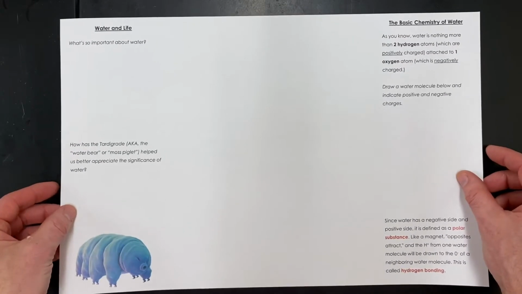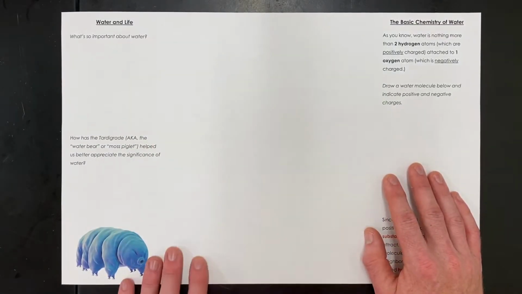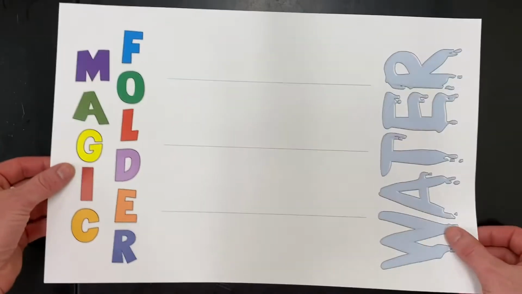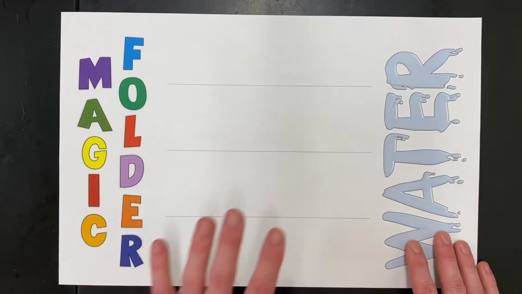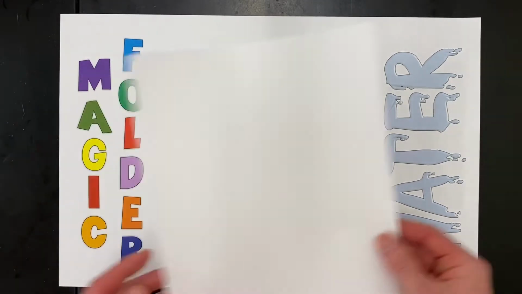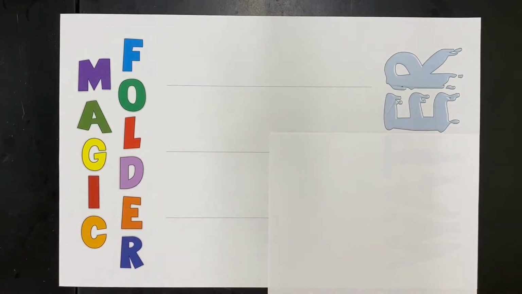I'm going to show it on a water magic folder, but you could obviously change the content for all sorts of different disciplines or content areas. So the first thing that I'm going to do is I have this larger ledger-sized paper, 11 by 17, which is conveniently exactly 2 times the size of a normal 8.5 by 11 inch sheet of paper.